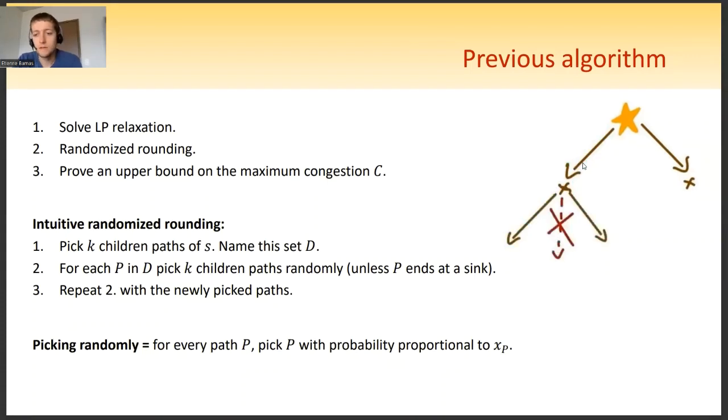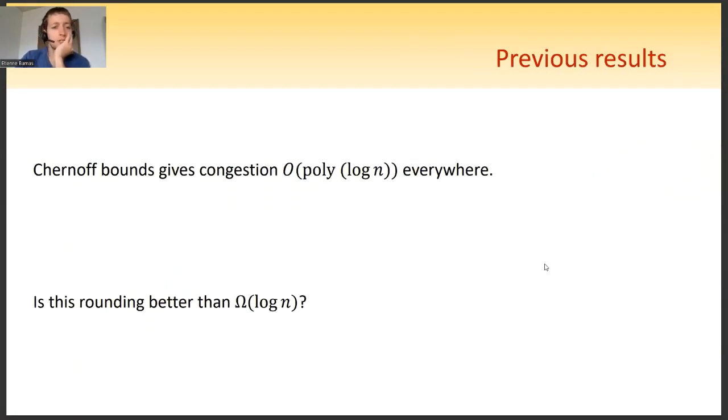And of course, there's some necessary pruning. Basically, if I took these 2 paths at distance 2, then all the other paths that were possible and were not selected, we can just delete them. So that's the previous algorithm. And now they can show using Chernoff bounds that if you do this, you have congestion that is polylogarithmic everywhere. So that gives you your polylogarithmic approximation ratio.